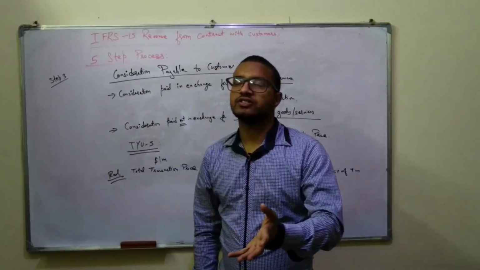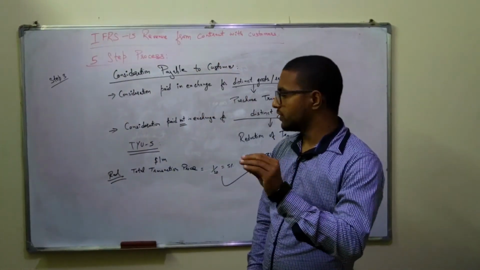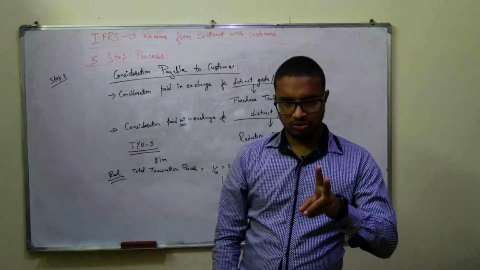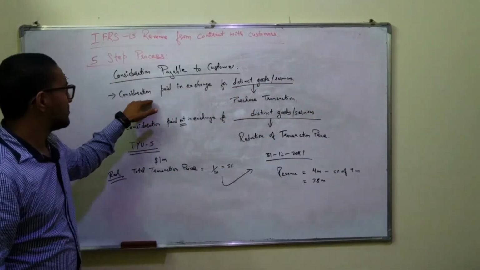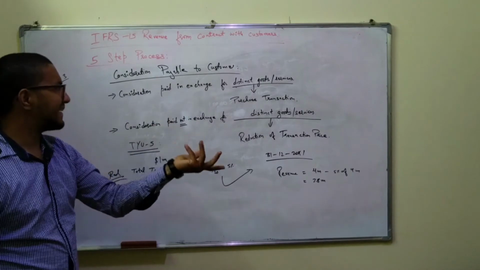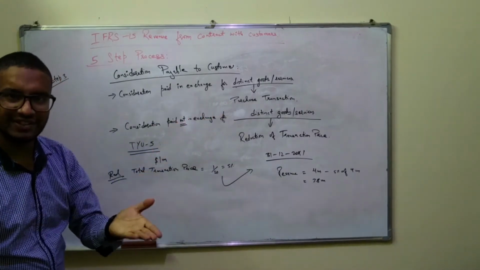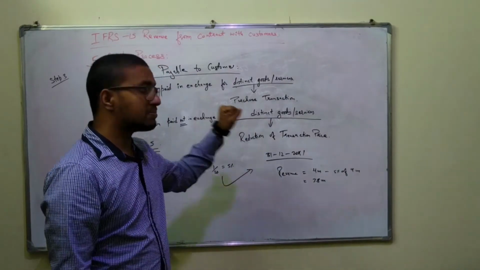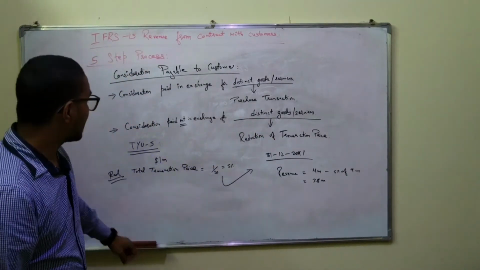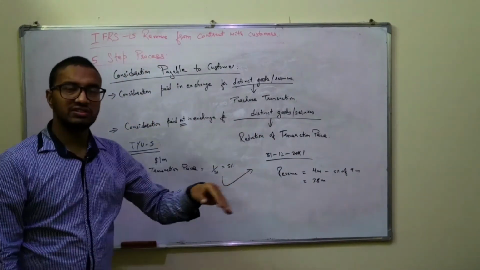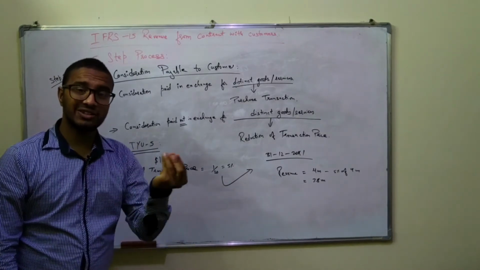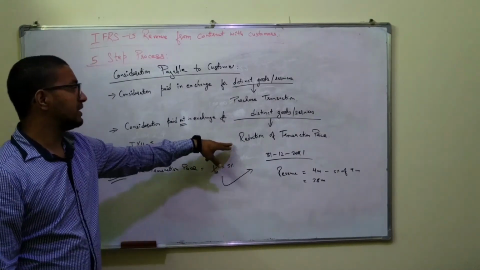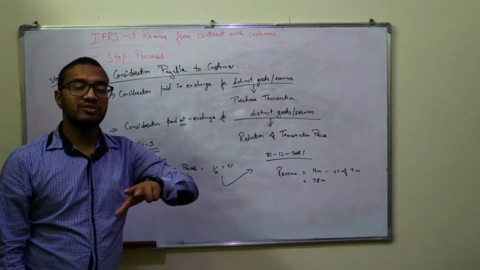When a consideration is payable to a customer, there would be two situations. Suppose the consideration is paid in exchange for distinct goods or services, then it should be accounted for as a separate purchase transaction. And if the consideration is not in exchange for distinct goods or services, then it should be accounted for as a reduction in transaction price.